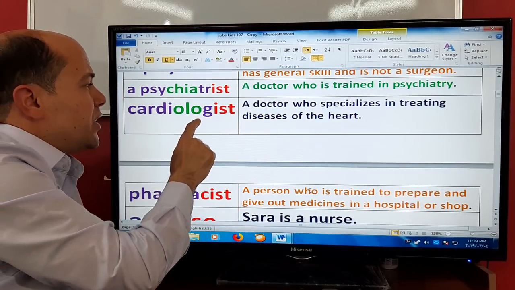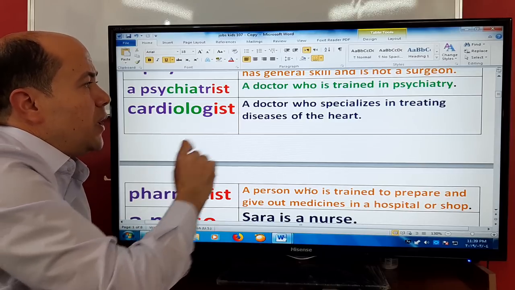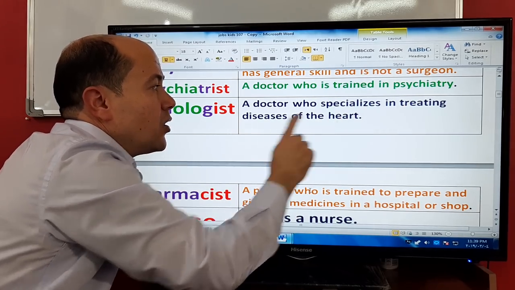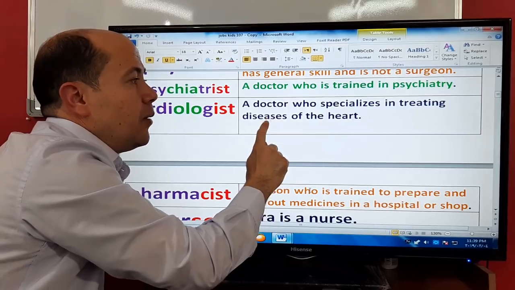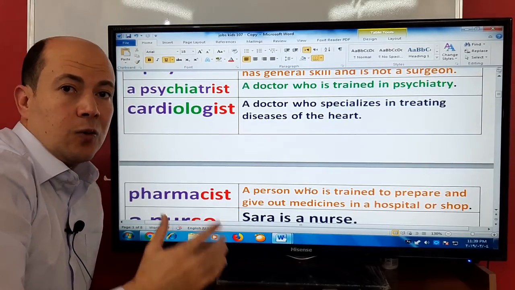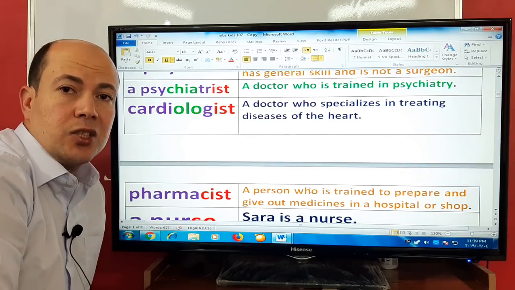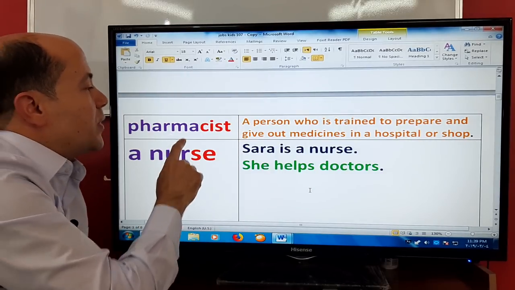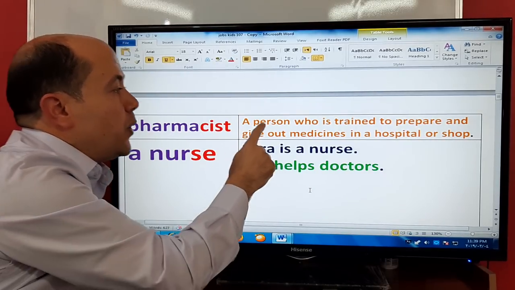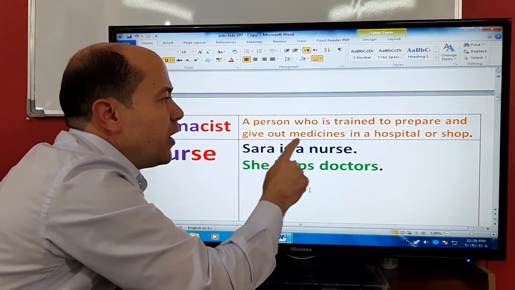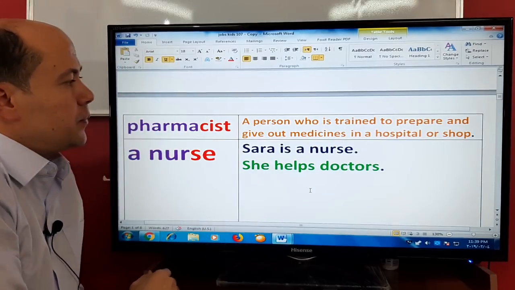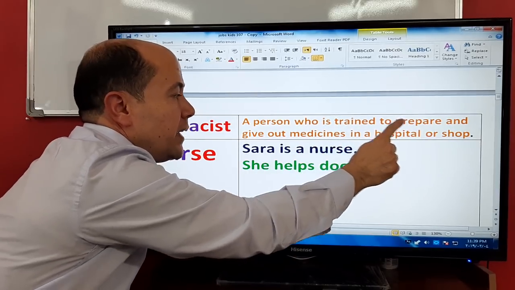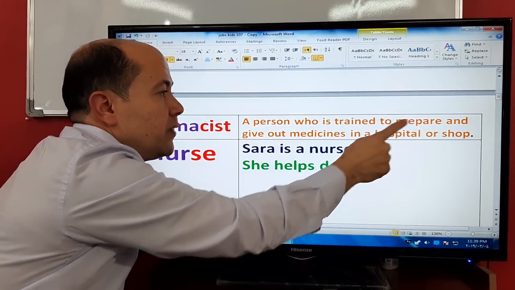Okay, cardiologist, cardiologist طبيب القلب. A doctor who specializes in treating diseases of the heart، دكتور متخصص في معالجة أمراض القلب. مجدي يعقوب is a cardiologist, yes. A pharmacist, صيدلاني. A person who is trained to prepare and give out medicines in hospital or shop. الشخص الذي متدرب إنه يجهز ويعطي الأدوية في مستشفى أو محل.